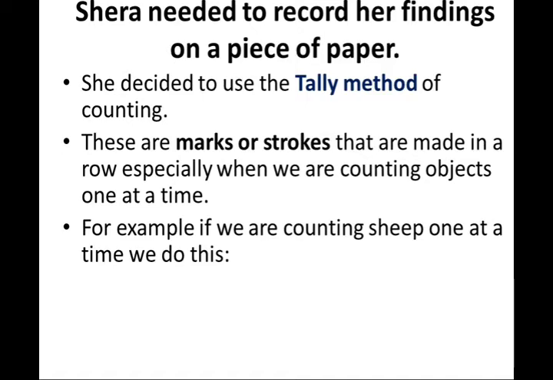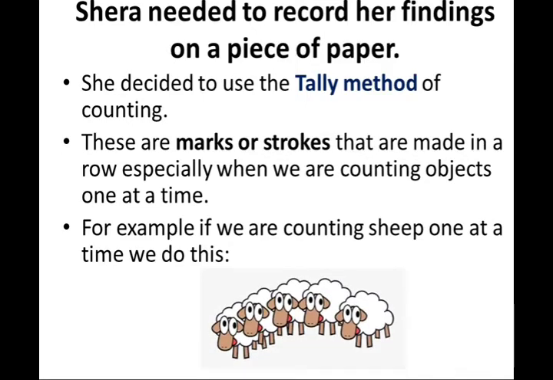For example, if we are counting sheep one at a time, we do this. For every sheep that I count, I draw 1 stroke. If I saw 2 sheep, I will draw 2 strokes. If I have seen 3 sheep, then I have drawn 3 strokes side by side. 4 strokes means that I have seen 4 sheep. Now, if I have counted up to 5 sheep, this is very important, so pay careful attention. My 5th stroke is not going to be next to the 4th stroke. Rather, the 5th stroke is going to cross out the 4 upright or vertical strokes. I'm going to repeat that. Your 5th stroke is going to cut across the 4 vertical strokes.